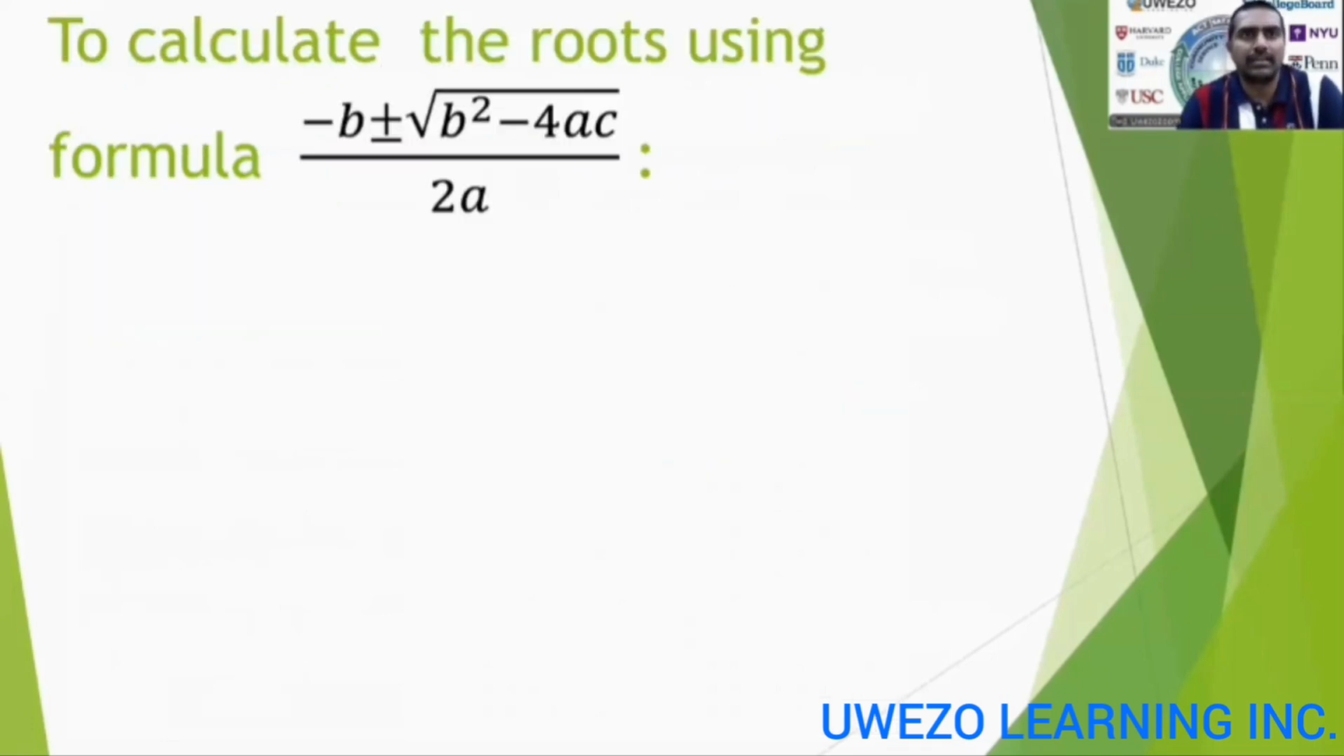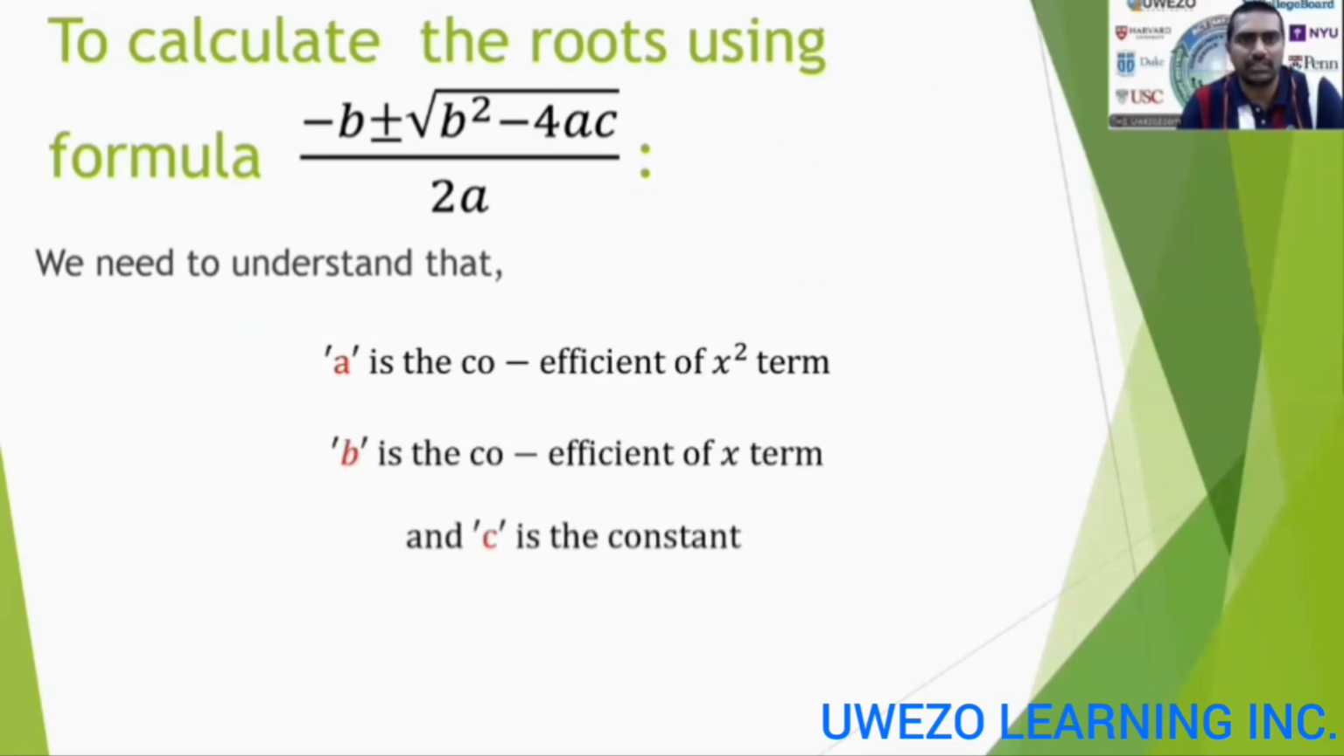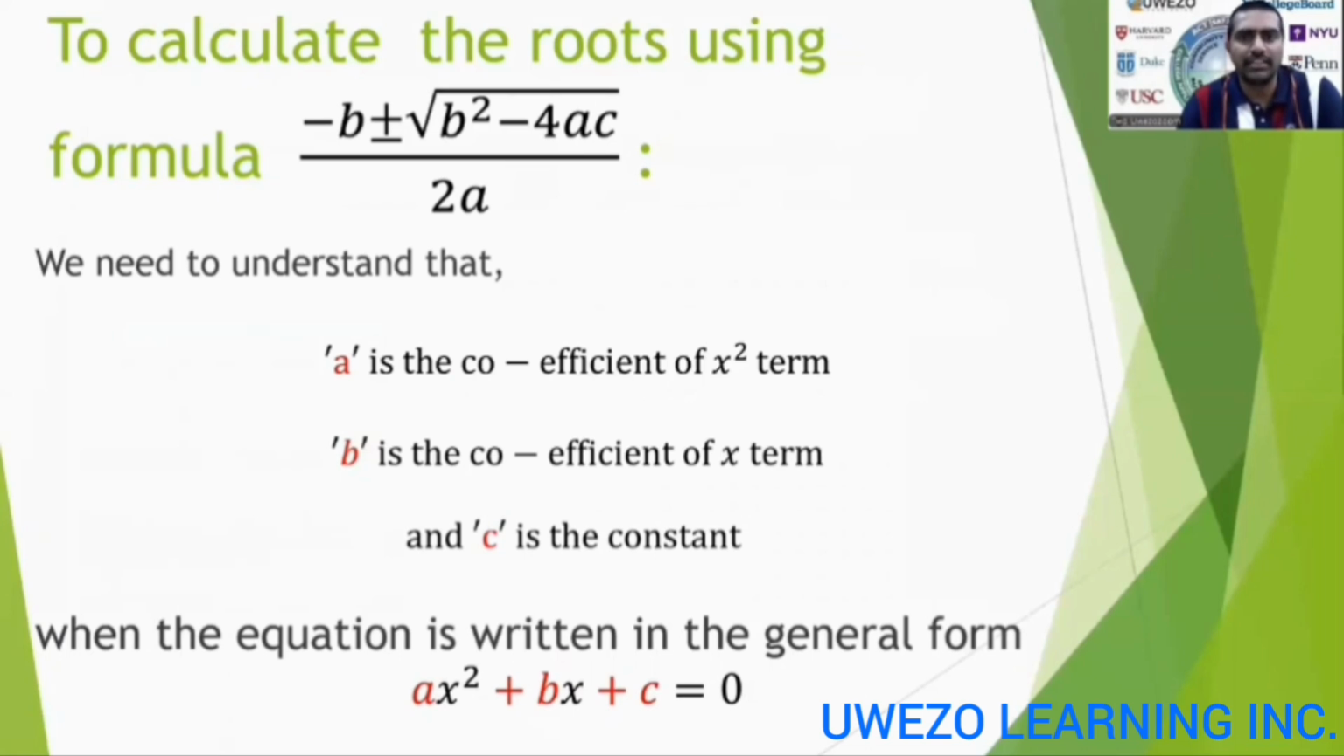Also, to apply the quadratic formula, we need to understand that a is the coefficient of the x² term, b is the coefficient of the x term, and c is the constant, when the equation is written in the general form ax² + bx + c = 0.